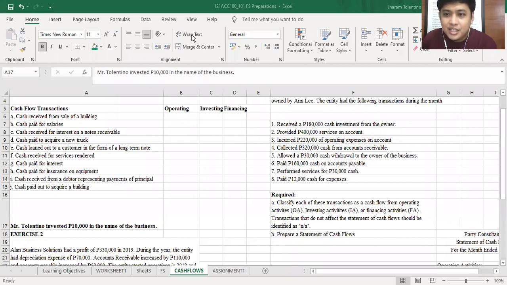Okay, so nahati na yung ating chat box into two. We have investing and financing. Wala nang magsasabing operating diyan. Ulitin ko: Mr. Tolentino invested 10,000 pesos in the name of the business. Nahati na talaga. May nagbago na ng sagot. Hindi pinanindigan yung sagot niya kanina. We have investing activities and financing activities.